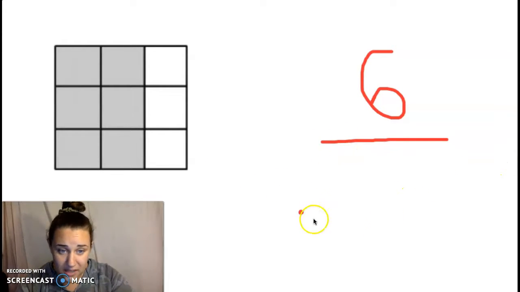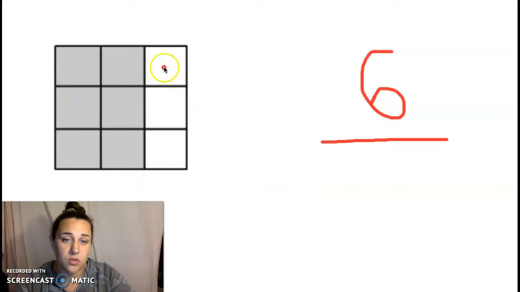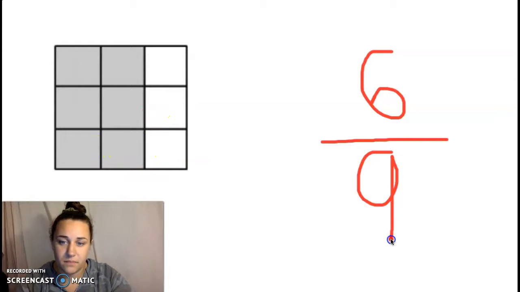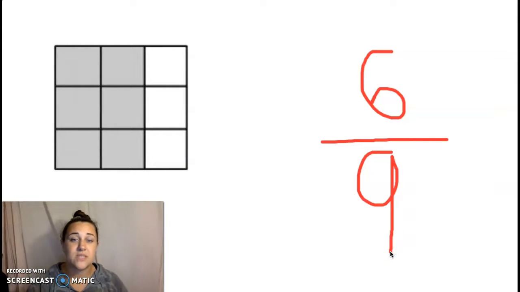How many altogether? That's what we need to figure out now. We just count. 1, 2, 3, 4, 5, 6, 7, 8, 9. So 6 out of 9 squares are shaded. Easy peasy, lemon squeezy, friends.